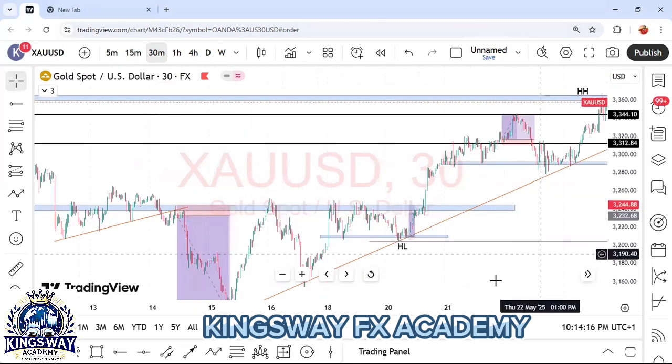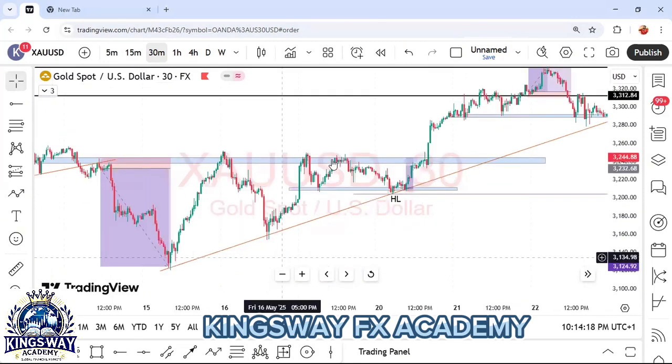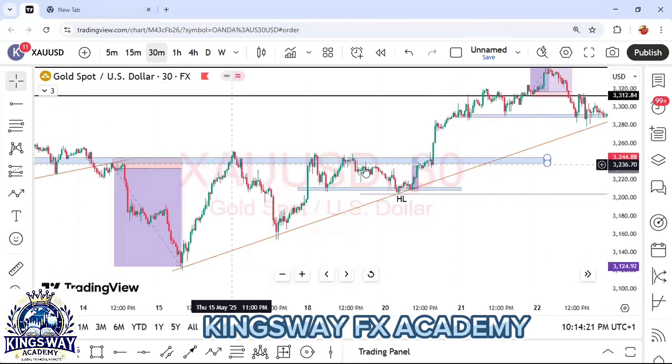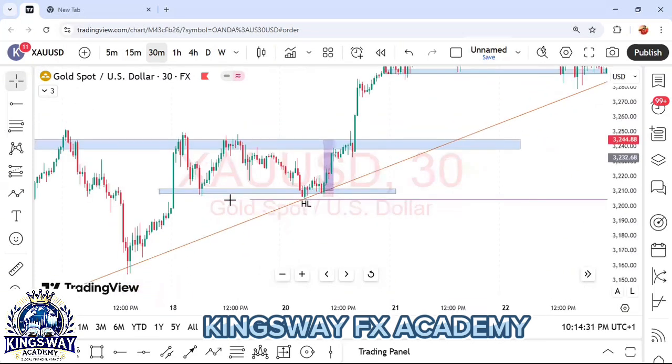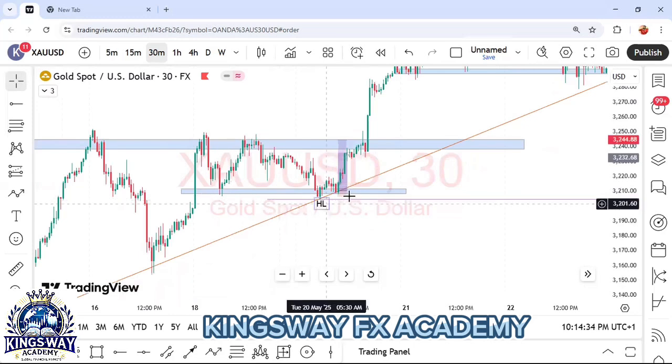So coming to gold, I saw that the market was consolidating around this zone here, this resistance zone here. When the market came here, I noticed that when I drew a trend line, we had a first touch, a second touch, and a third touch at this level. So I was able to draw a support level connecting down to this trend line.